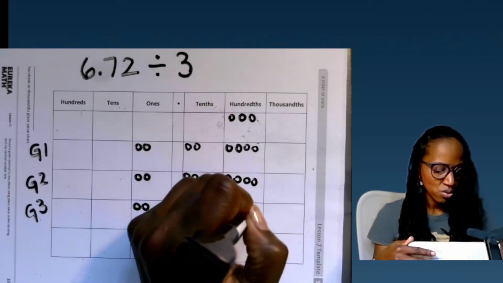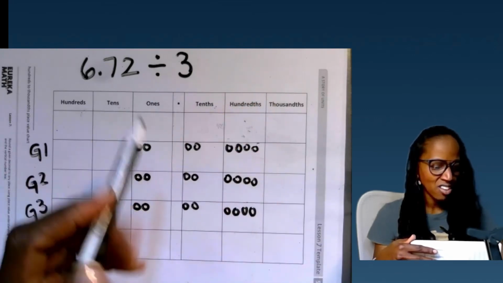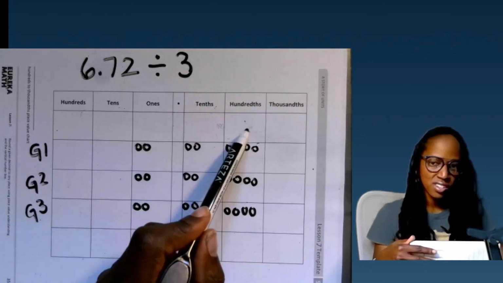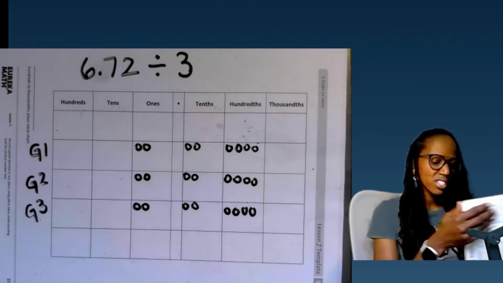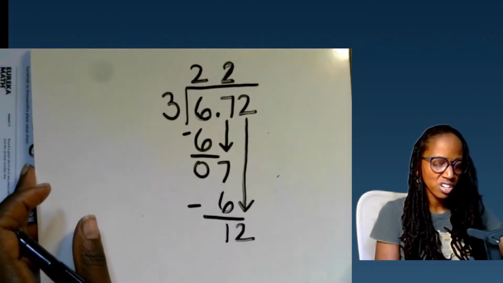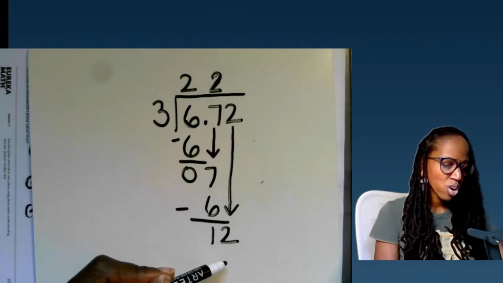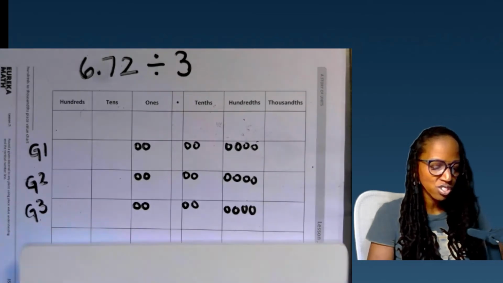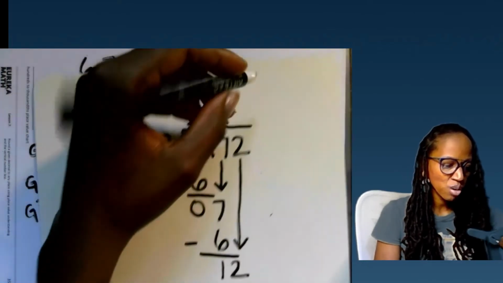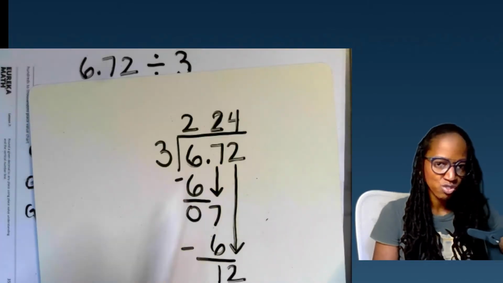1, 2, 3. As you can see, I have 0 ones, 0 tenths, and 0 hundredths. I have nothing left to share. So let's see how I would represent that on my standard algorithm. I had 12 hundredths. Each group had 1, 2, 3, 4 hundredths, 4 hundredths. So I'm going to put my 4 above the hundredths place.